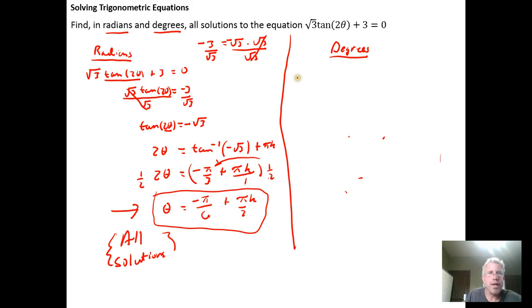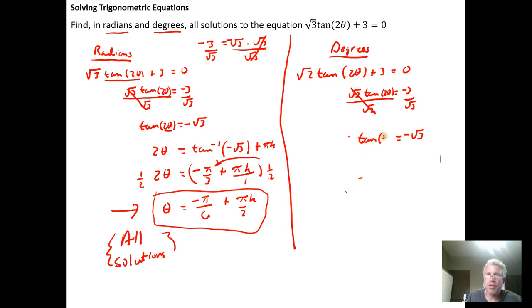Okay, so if we do the same thing in degrees, the process is going to be the same. We would just rewrite the equation. We'd say, square root of 3 tan 2 theta plus 3 needs to equal 0. We would subtract the 3 from both sides just like we did before. We would divide both sides by the square root of 3 just like we did before. We would recognize that 3 divided by root 3 simplifies to square root of 3, so we would get negative square root of 3. Root 3 divided by root 3 is 1. 1 times the tangent is just the tangent of 2 theta.